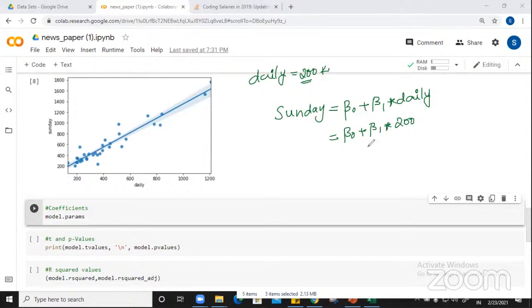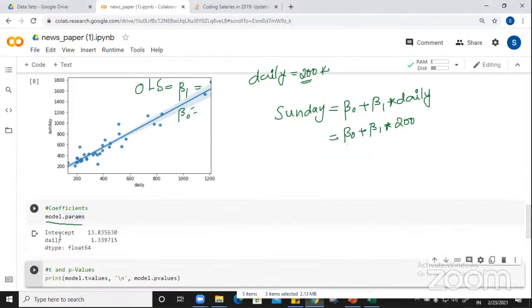In order to calculate how many Sunday editions we can sell, what do I need to know now? I need to know beta naught and beta 1. Where do we get these? Using the OLS method, the ordinary least squares method, for which we have seen the formulas. Those formulas will give us beta naught and beta 1. Do we have to compute manually? No, you don't have to do that. That's where we are using Python to compute beta naught and beta 1. That is what you can see here, the model parameters, right?